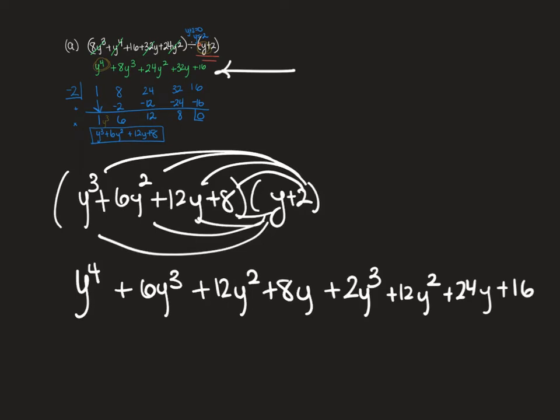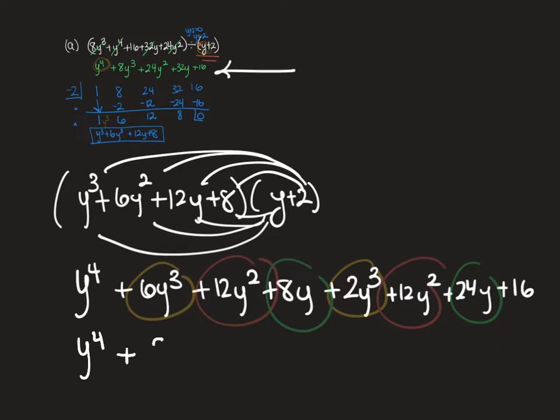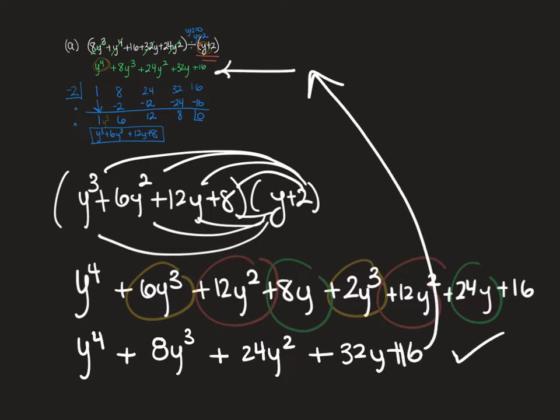And then we're going to put like terms together. Cubed and cubed, squared and squared, y's and y's. So when we're all done, we get a y to the 4th plus 8y cubed plus 24y squared plus 32y plus my 16. This is the same as that right there, and so we've checked it and it matches and it all works out. Okay, let's try the next one.